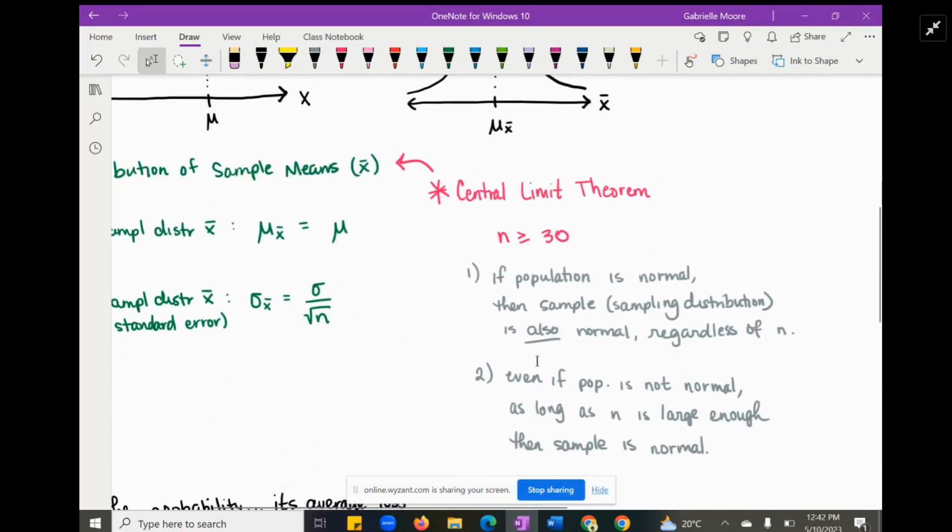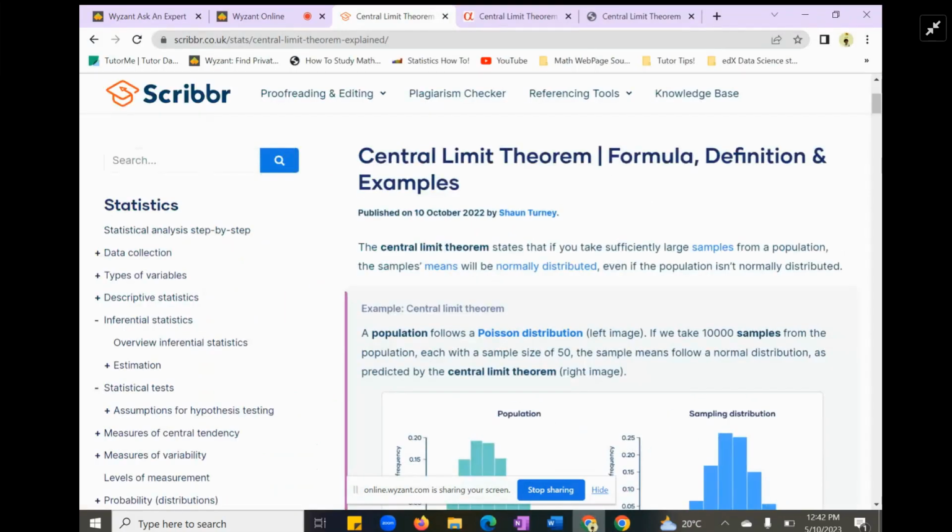And other sources get into this. If you have learning material for your class, it also talks about this: the fact that if the sample size is at least 30, it's going to do pretty well in approximating the distribution of the sample as normal.